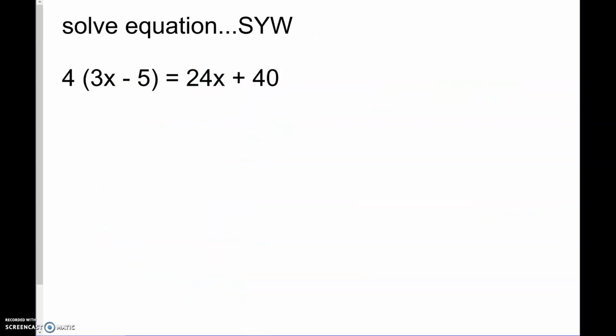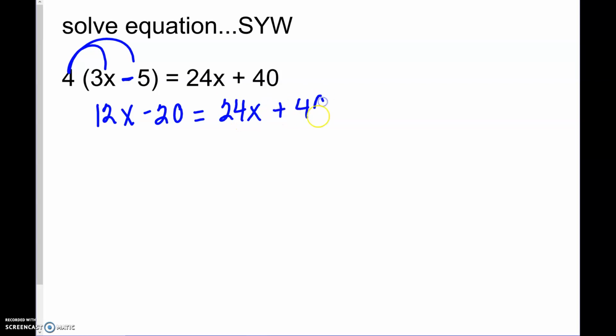All right. Looks like we have the distributive property here first. So 4 times 3x is 12x. 4 times negative 5, don't forget about that negative, is a negative 20. And then we have 24x plus 40. I like to get my like terms together, and I like to move the smaller one first, and they're on opposite sides.